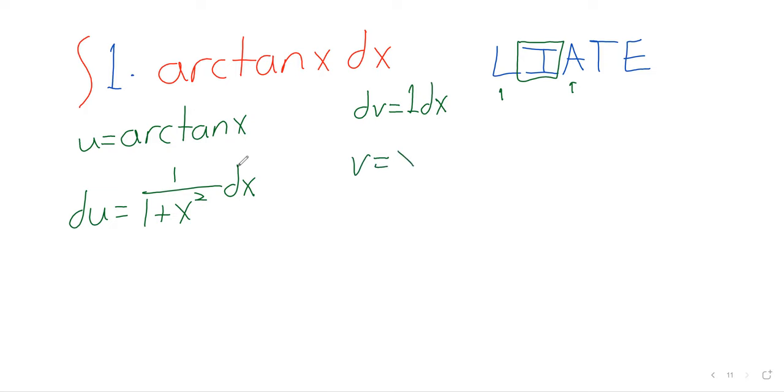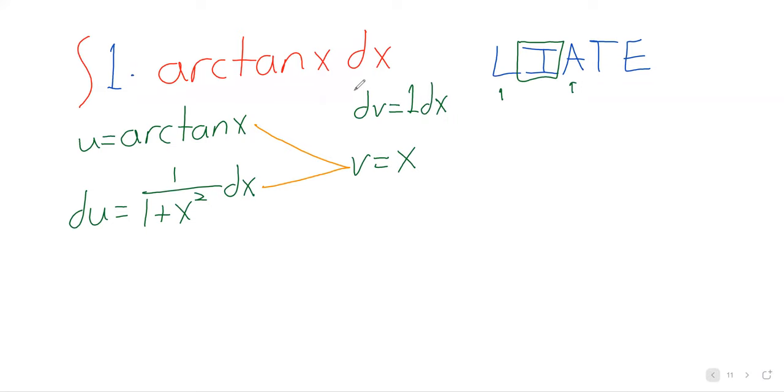And once again, V is X. The integral of one is X. And if you put these together, I mean, I'll just do this. You can then reproduce this work for the quiz. U times V is X times the arctangent of X. And then we'll have V du.